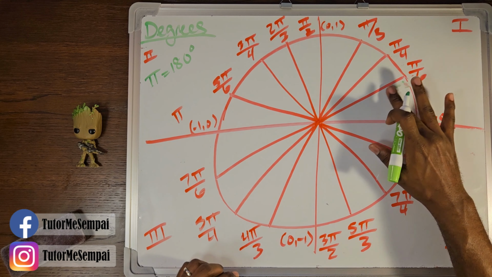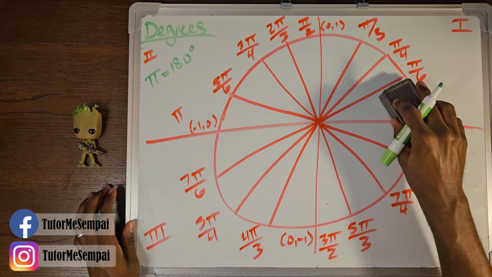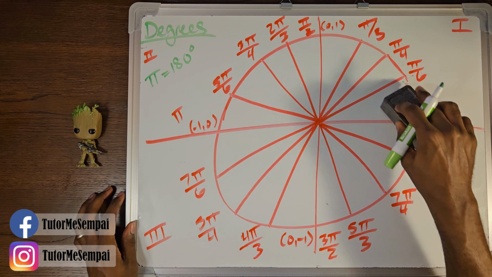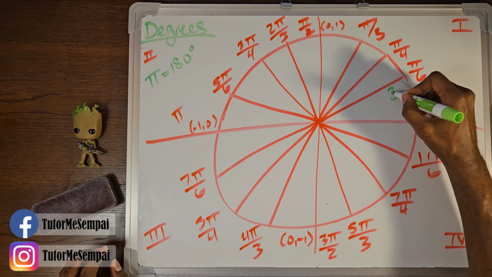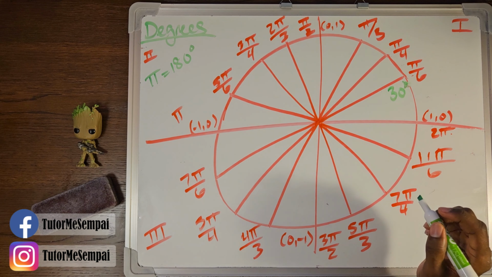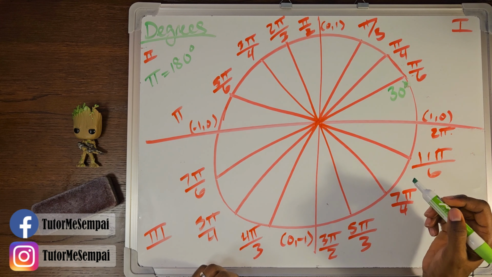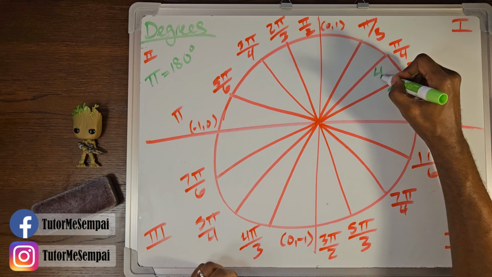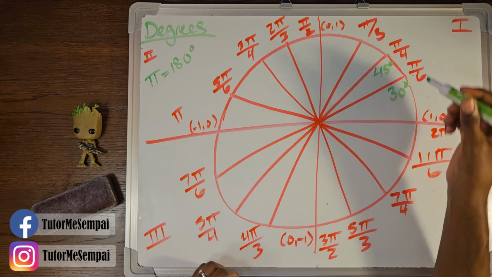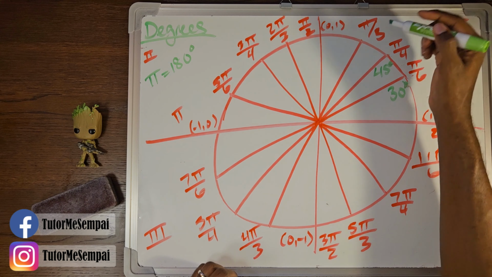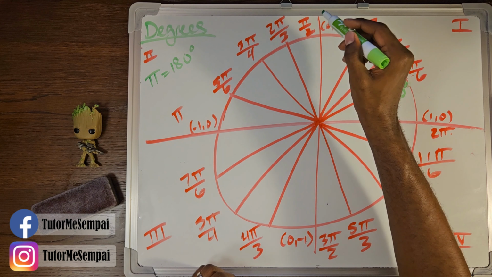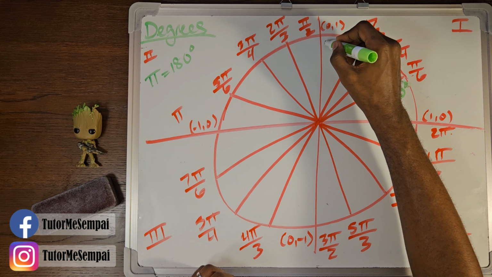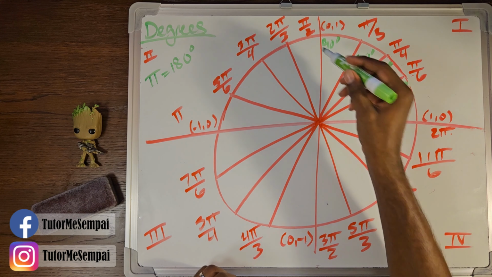I'm going to have to squeeze this in because I don't have a ton of space, but I'll say it so you can follow along in your own work. This is going to be 30 degrees. Now you have 180 divided by 4. That's going to be 45 degrees. 180 divided by 3, 60 degrees. 180 divided by 2. This is going to be 90 degrees.